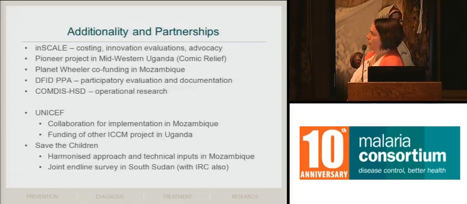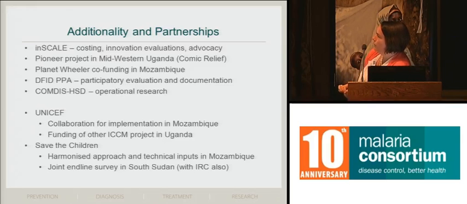I wanted to mention other projects and partners that we have worked with that really made a big difference to how we've implemented this. We have a project which is funded by the Gates Foundation called InScale, which has helped particularly in the area of costing, how you cost the strategy. It has a focus on evaluating new innovations and a strong advocacy component, and we'll hear a little bit more about that later. We have a pioneer project in Midwestern Uganda in the same areas where we're implementing CEDA, which is funded by Comic Relief, Planet Wheeler funding, which we shared in Mozambique. The DFID PPA, which I mentioned, for the participatory evaluation, and also another DFID project called COMDIS HSD for the operational research, and that was the research in Zambia was co-funded there.